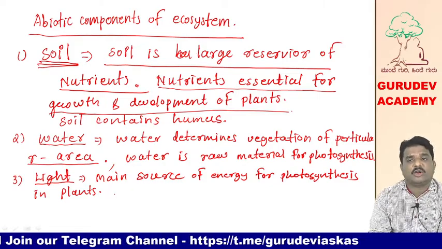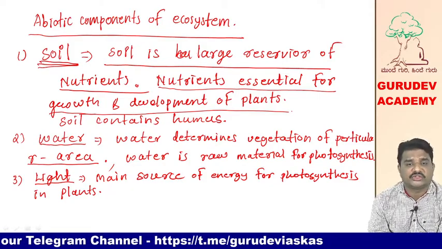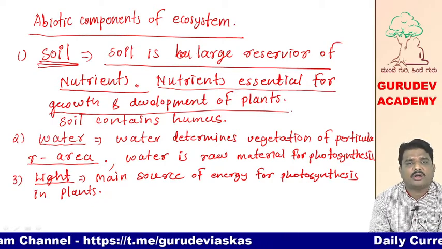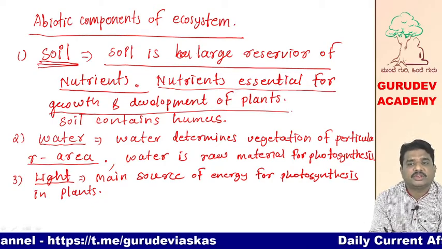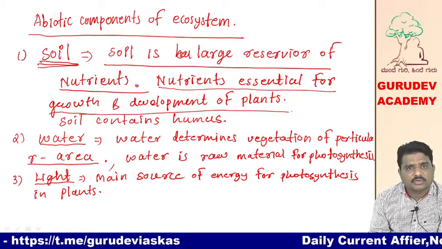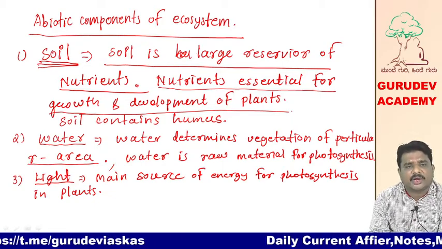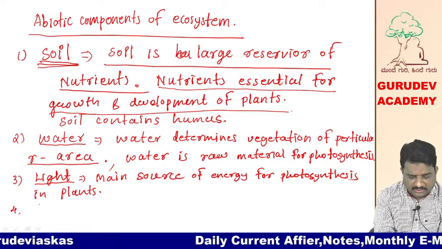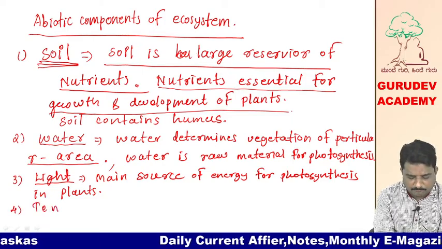Without light, plants cannot perform photosynthesis, and then there is no food for other organisms which depend on the plants. So this is another important abiotic factor, light. The next factor is the temperature.